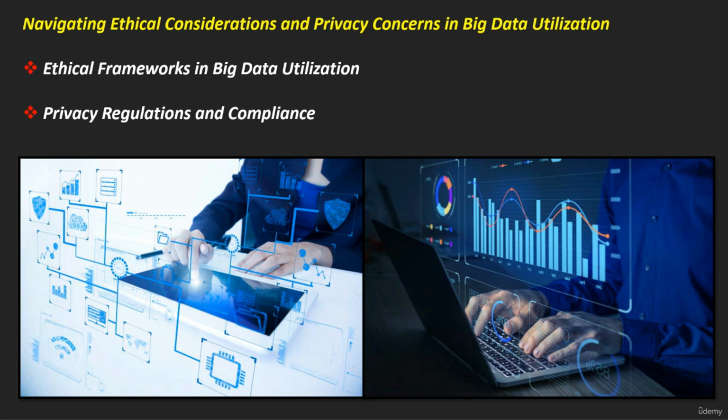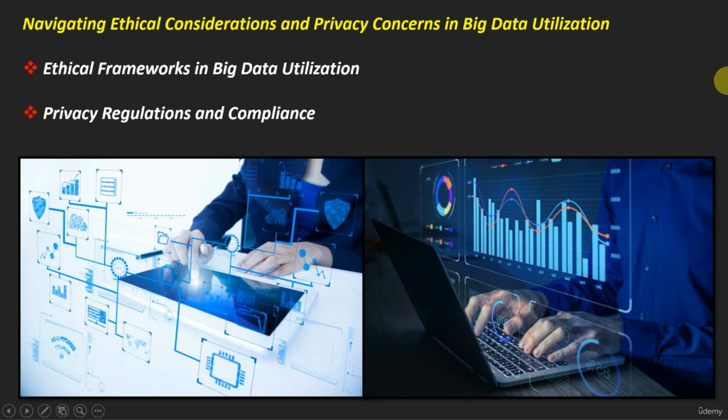Transparency and consent are very important key components of this principle, ensuring that individuals understand how their data will be utilized and have the opportunity to opt out if they decide. Furthermore, the principle of justice highlights the need for fairness and equity in the distribution of benefits and risks associated with big data utilization. This involves addressing issues of bias and discrimination to ensure that data-driven decisions do not perpetuate or exacerbate existing inequalities. Second important point, we need to talk about privacy regulations and compliance.